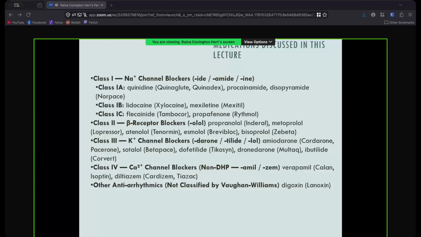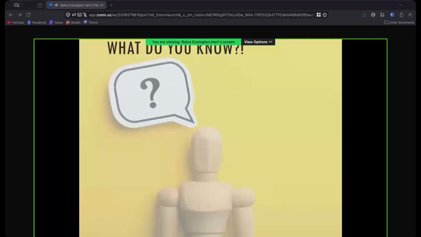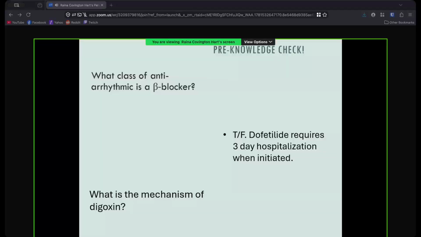Y'all have seen me talk about digoxin a lot or heard it in interaction-wise, and now we're going to go again in more detail when it comes to this medication. So a little pre-knowledge check about what do we know. What class of antiarrhythmic is a beta blocker? We're going to go ahead and answer it. Y'all are going to know this later, right? So class 2 for most of them.